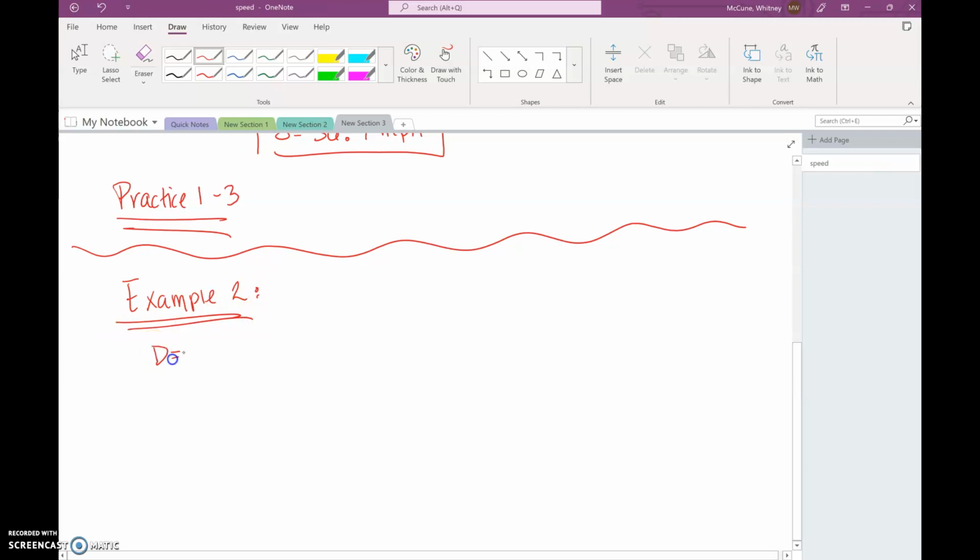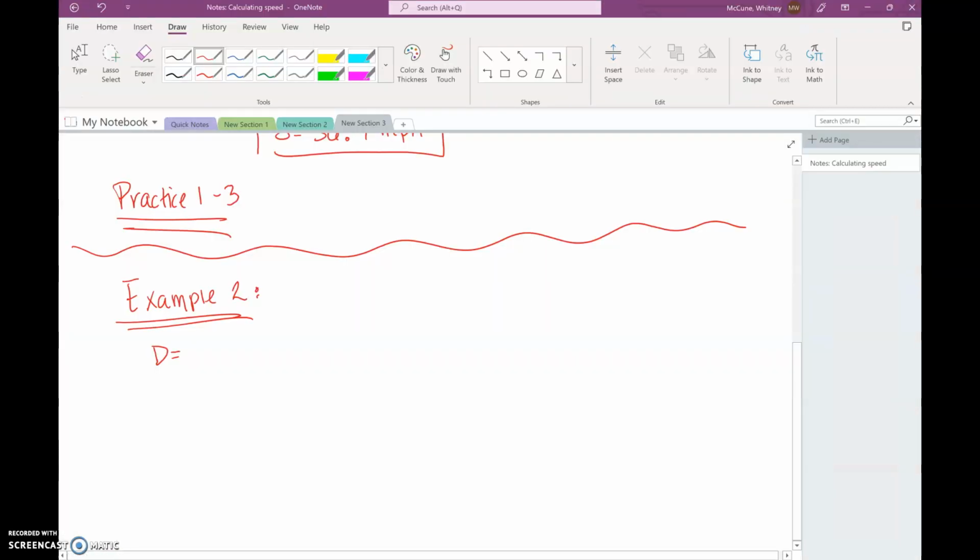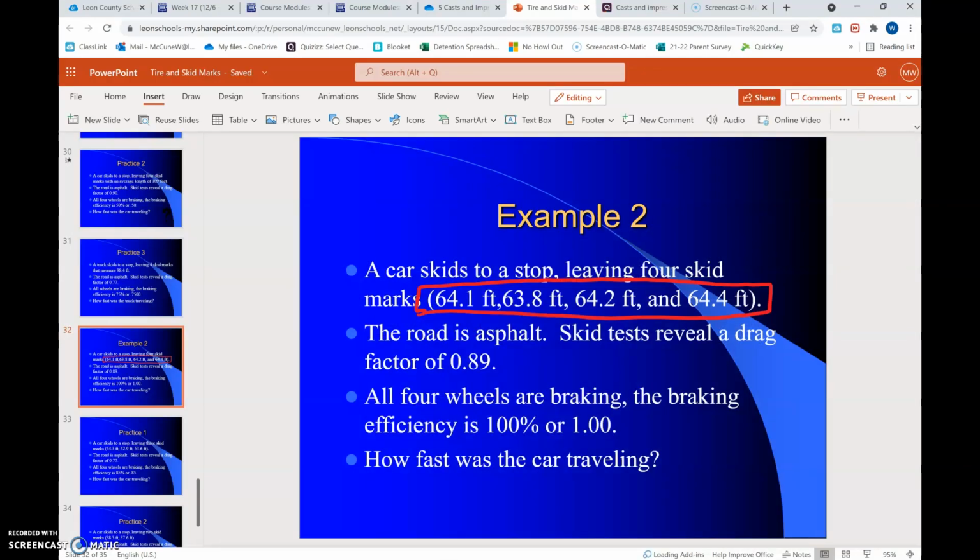Our distance, we're going to have to find the average. So 64.1 and 64. And in order to find the average, you're going to take the numbers that you're given. We have 4 different numbers that we're trying to find the average for: 1, 2, 3, and 4. Because we have 4 numbers, we're going to add those 4 numbers up and divide by the number of numbers that there are. And remember, there are 4 numbers that we're adding together.